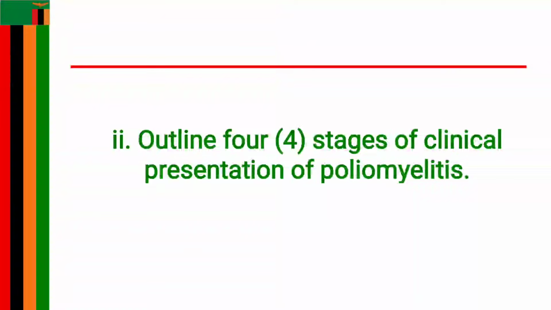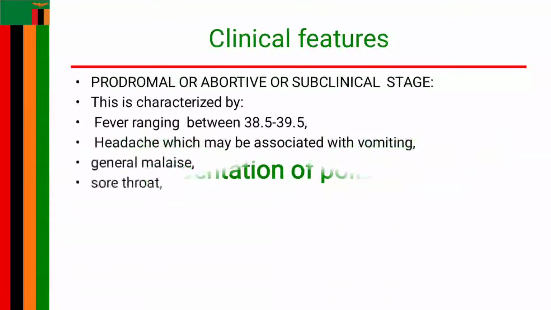Question B2 said, outline 4 stages of clinical presentation of poliomyelitis. In terms of the clinical presentation, the question says outline, meaning that you are listing based on the stages. And the first stage is the prodromal stage, also known as the subclinical stage.